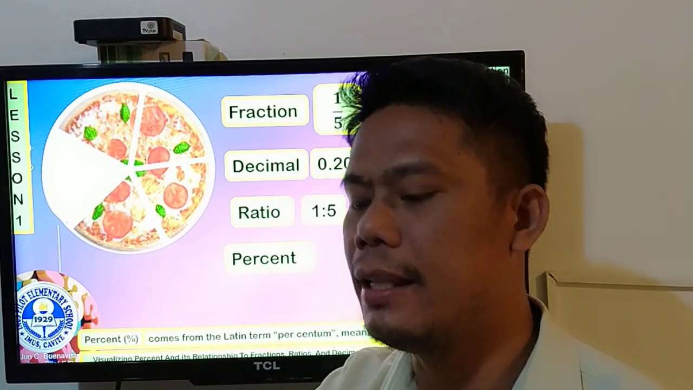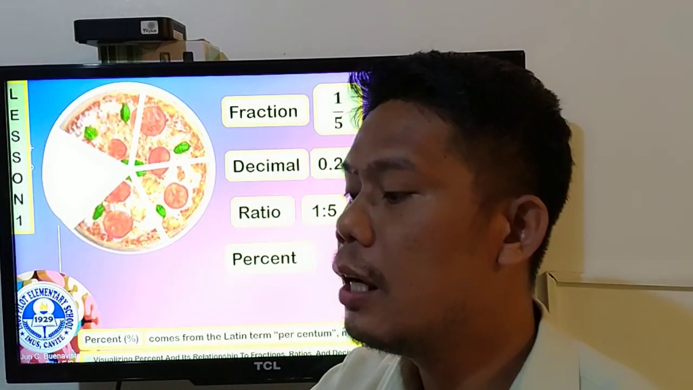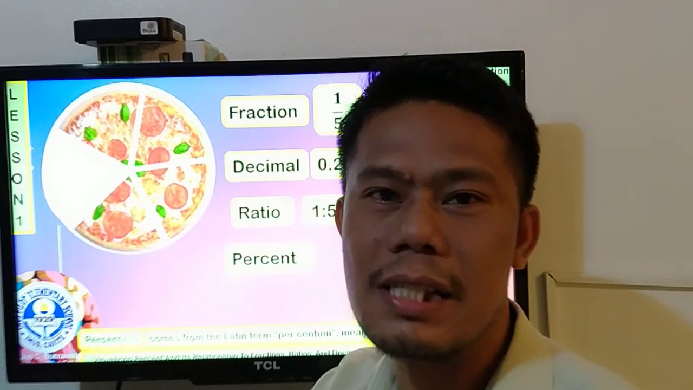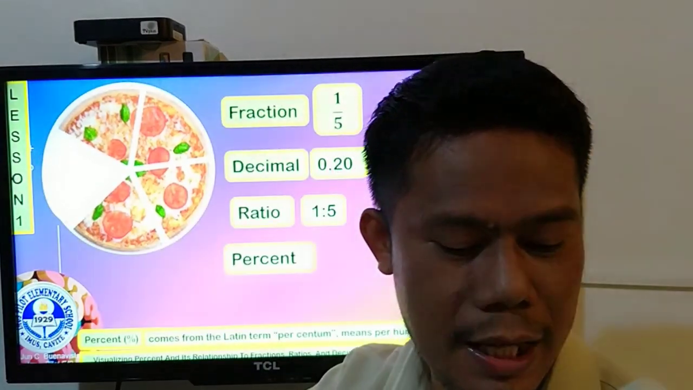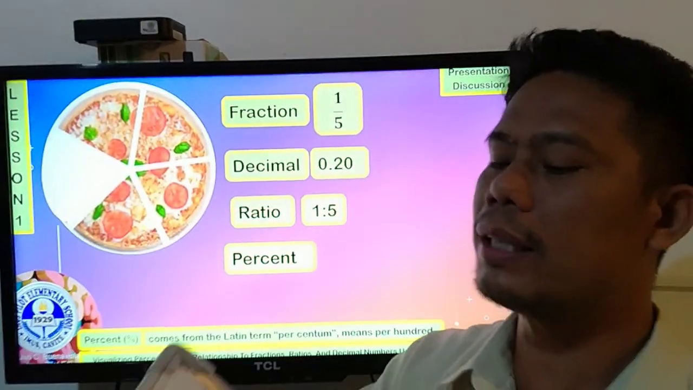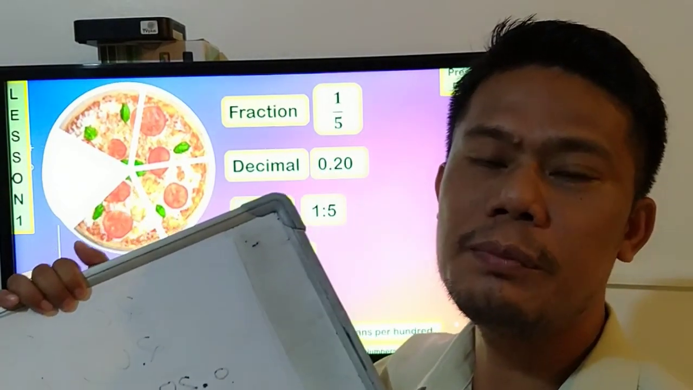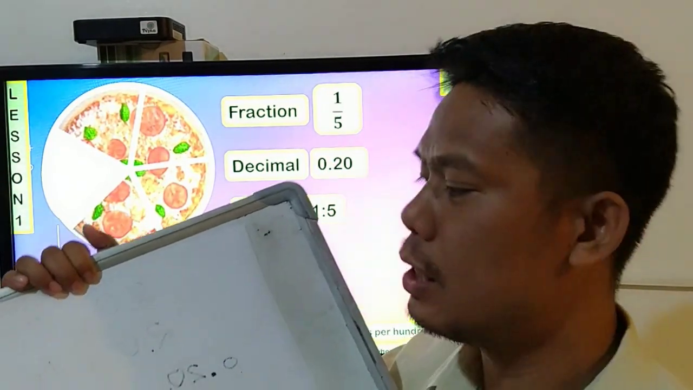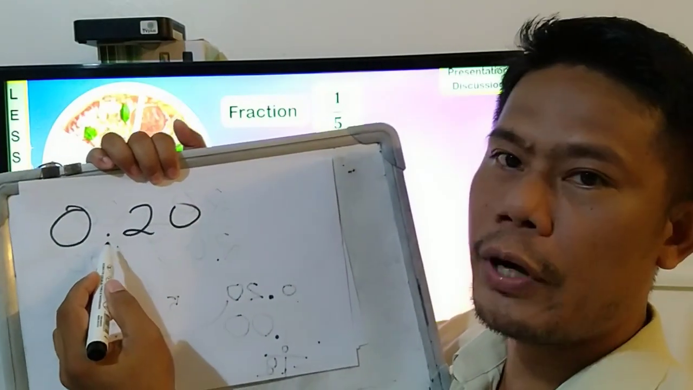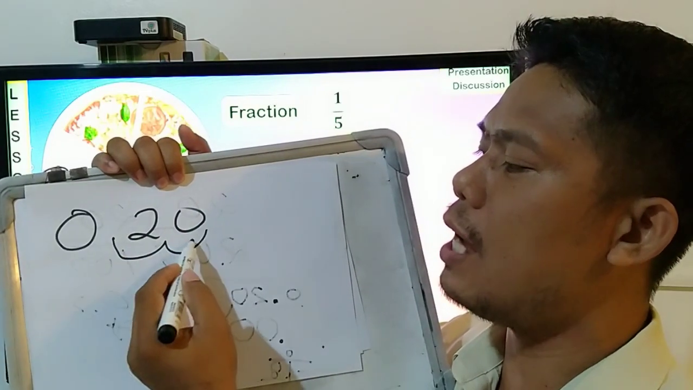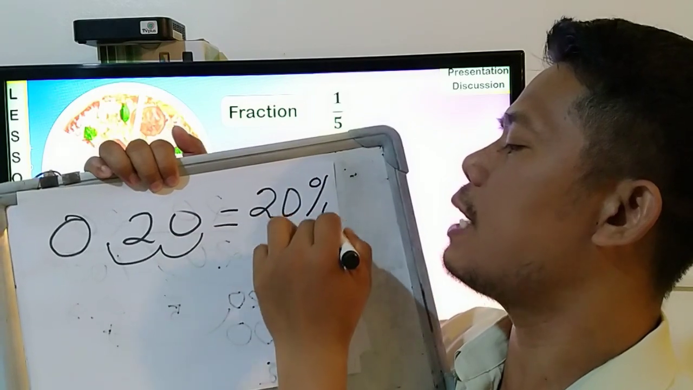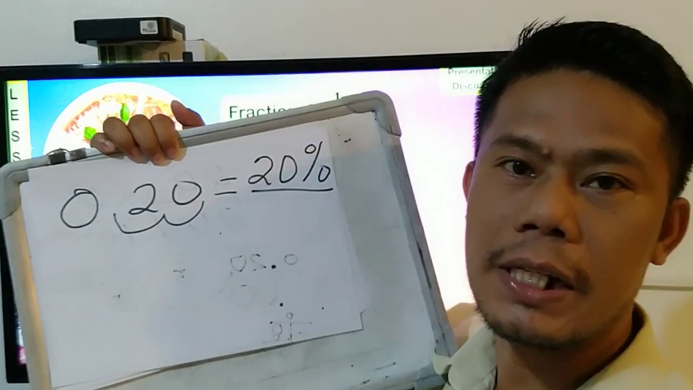Okay, now, percent. How do we change to percent? You are going to go back to the decimal number. So our decimal number is 20 hundredths. As what I have said a while ago, you're going to move the decimal point twice to the right. 1, 2. So 20 hundredths becomes 20, and you're going to put a percent sign, so it becomes 20%.